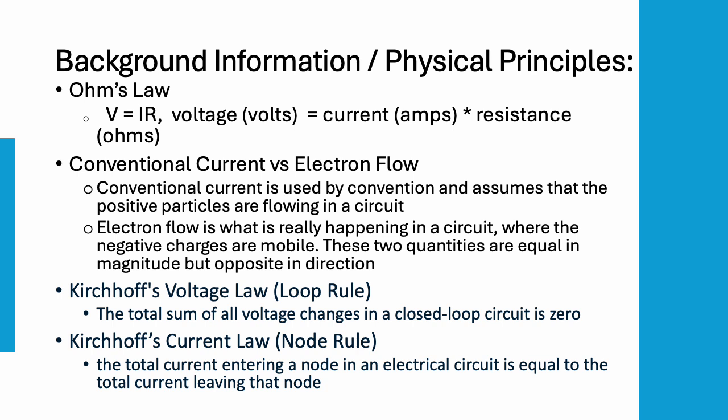Electron flow is equal to the negative of the current flow. Kirchhoff's voltage law, also known as the loop rule, states that the total sum of all voltage changes in a closed-loop circuit is zero. Kirchhoff's current law, also known as the node rule, states that the total current entering a node in an electrical circuit is equal to the total current leaving that node.